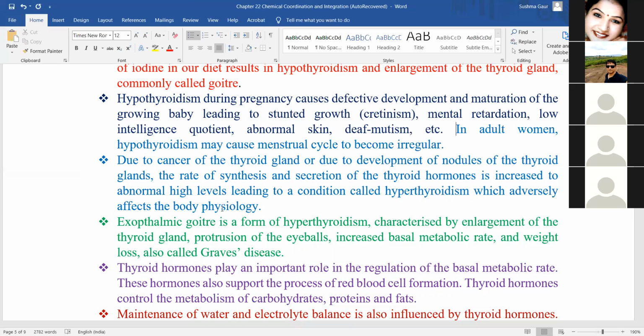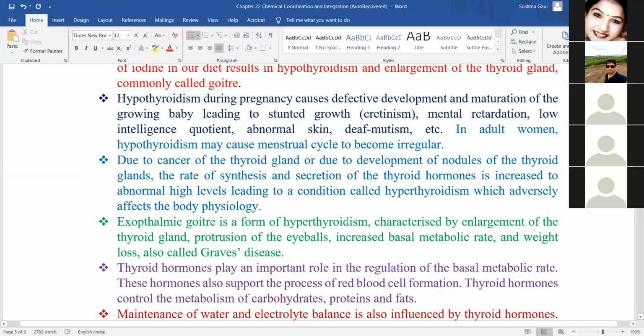Now what are the effects of hyperthyroidism? It will affect the physiology of the body. Another term known as exophthalmic goiter is a form of hyperthyroidism. So normal goiter is a disease of hypothyroidism. Hypo means less.